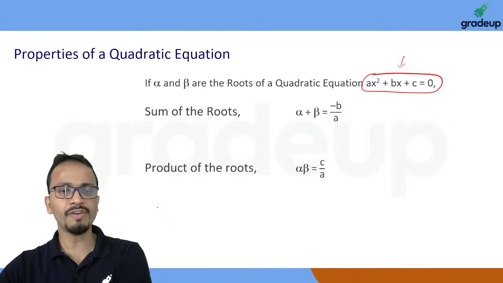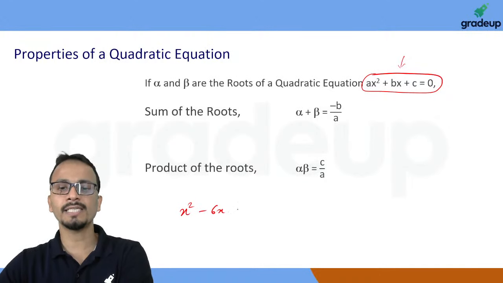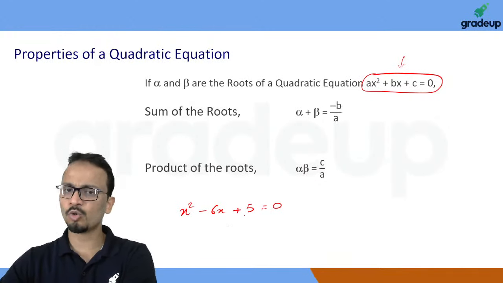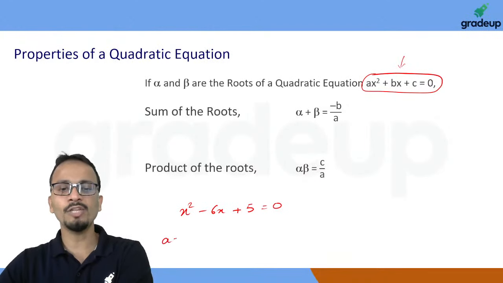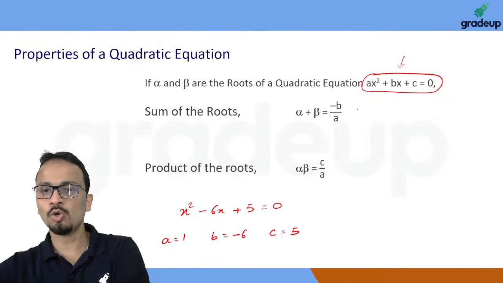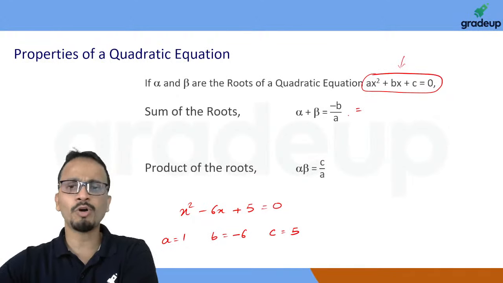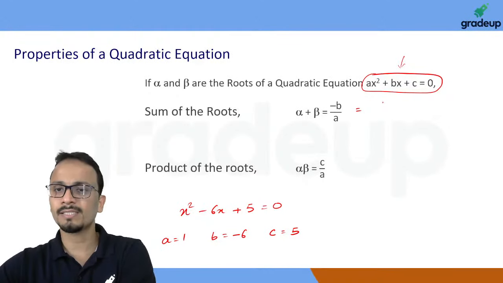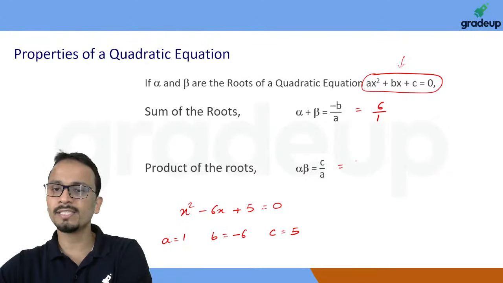So for example, if I have a quadratic equation x square minus 6x plus 5 equal to 0, I can say that the value of a is 1, the value of b is minus 6, be careful, and the value of c is plus 5. So the sum of the roots is minus b upon a, so minus of minus 6, that is 6 upon 1, and the product of roots is c upon a, that is 5 upon 1.